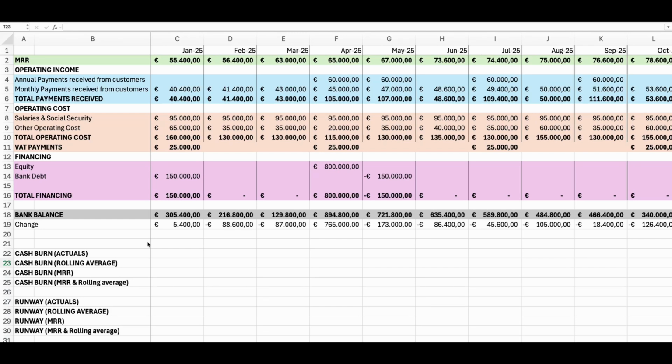Okay, let's take a look at how these calculations would work in practice. So I've prepared a very simplified cash flow statement here for some fictitious company. We see this is a SaaS company. They have some MRR numbers here, and they are getting paid by their clients.